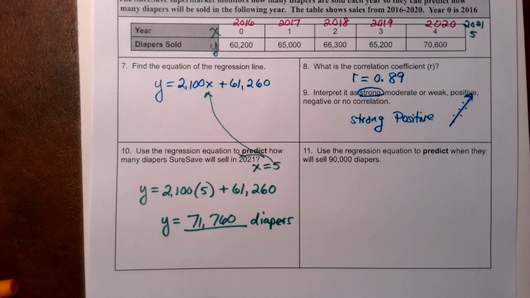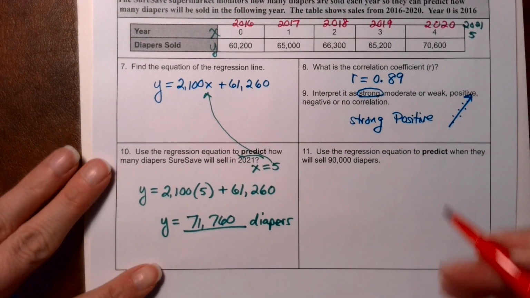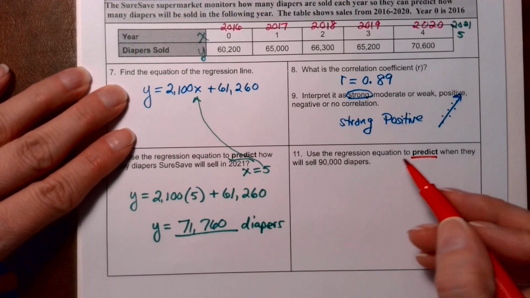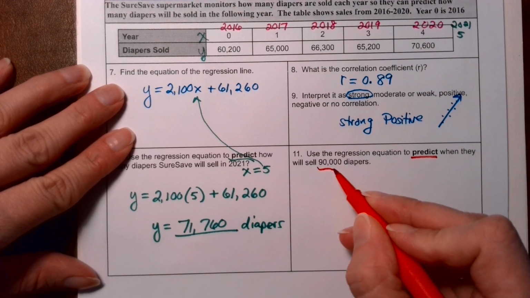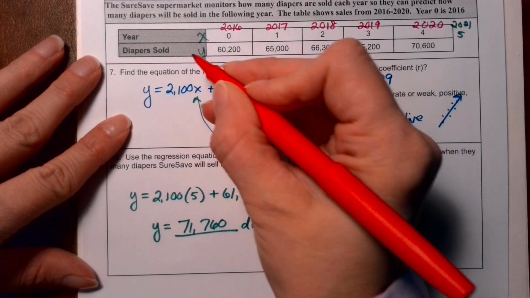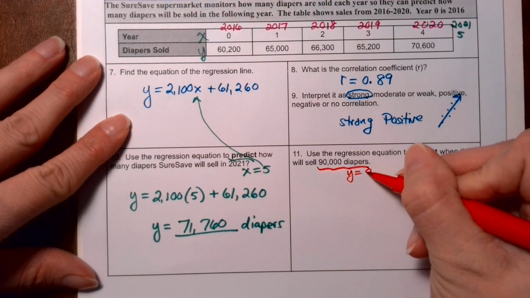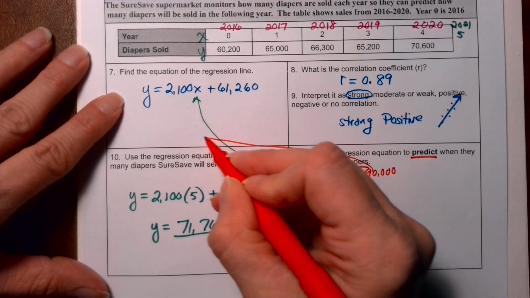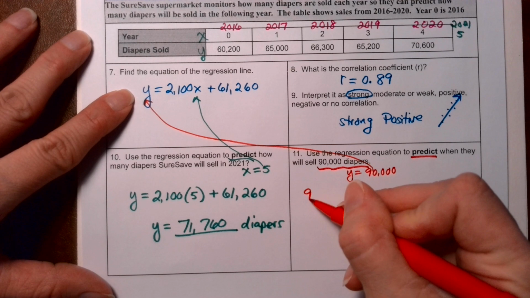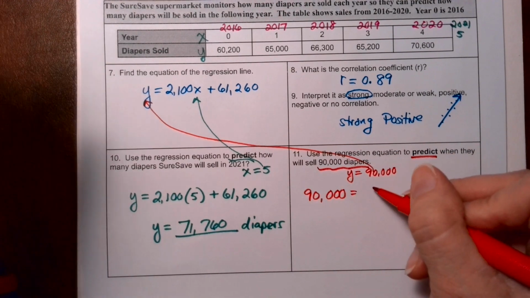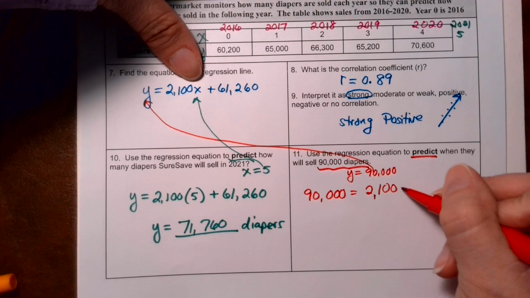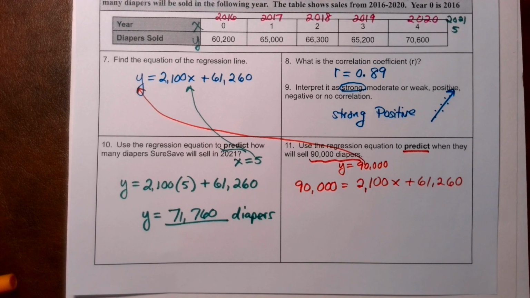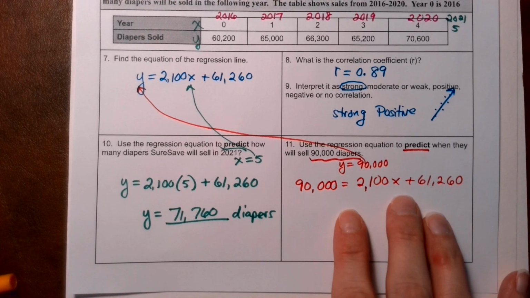And now we're going to use that equation again, but we're going to go backwards. Again, we're just going to predict, so we're going to use the equation to predict. When will they sell 90,000 diapers? Diapers is the y. So we have to plug 90,000 into the y spot. 90,000 is going to go right there. 90,000 equals 2,100x plus 61,260.